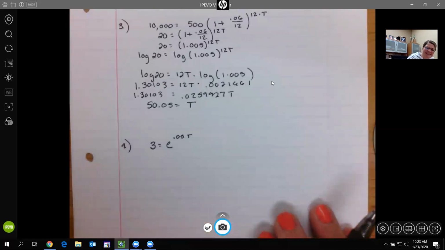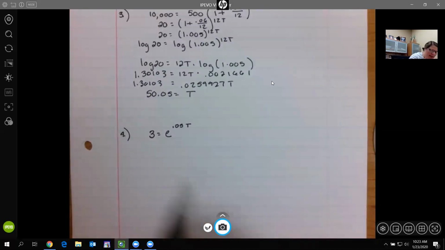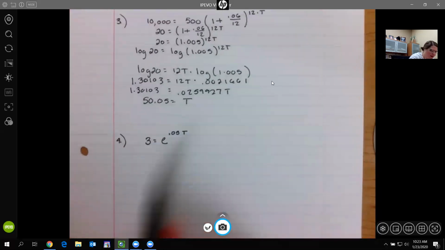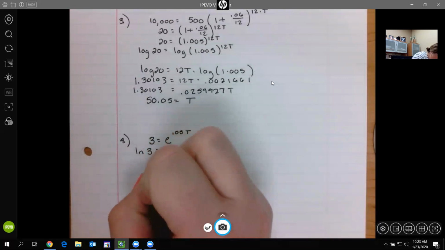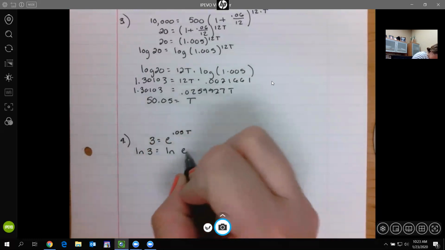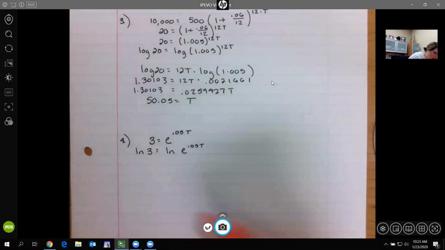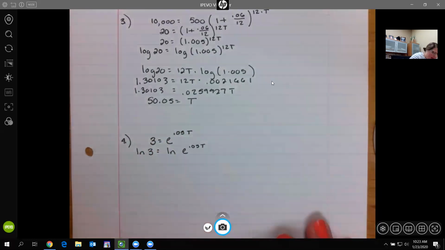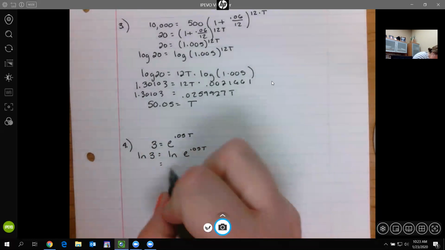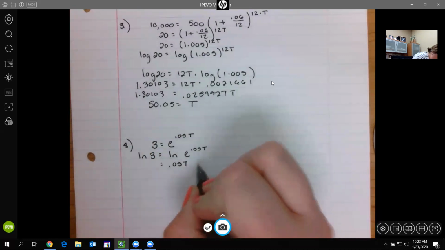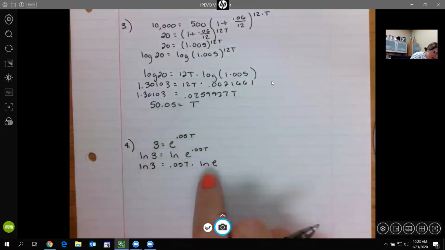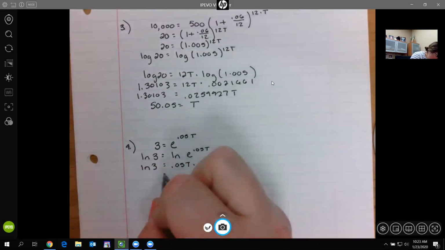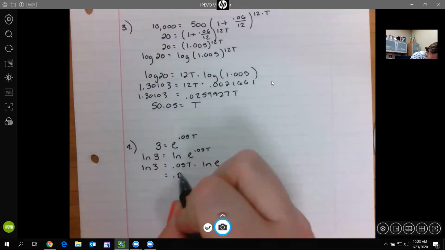So this time it has the e, so we can't simplify like we could here because we don't have a parenthesis. We're going to just write in our natural log on both sides. Now that's going to allow me again to bring down my exponent. So on the right side, I'm going to have 0.05t times natural log of e. Now what is the natural log of e? It's 1. So that's going to drop off to 1. 1 times anything is itself.